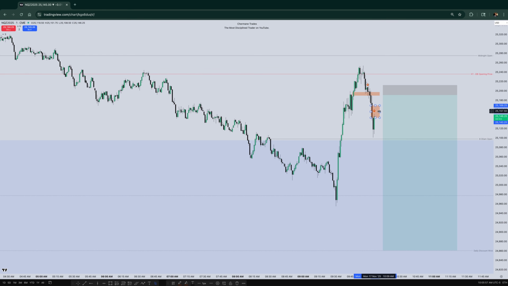We got to get creative this morning. My entry would be short on that candlestick here. And my stop loss stays here.